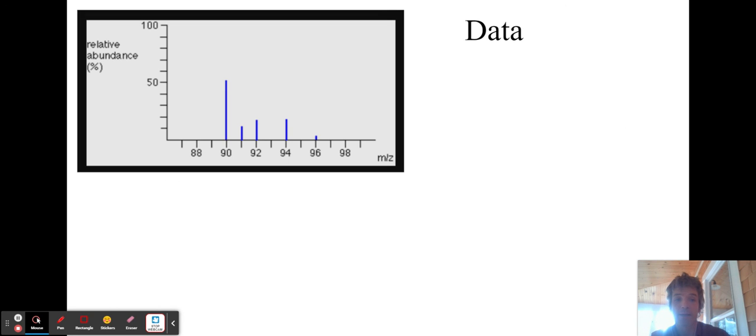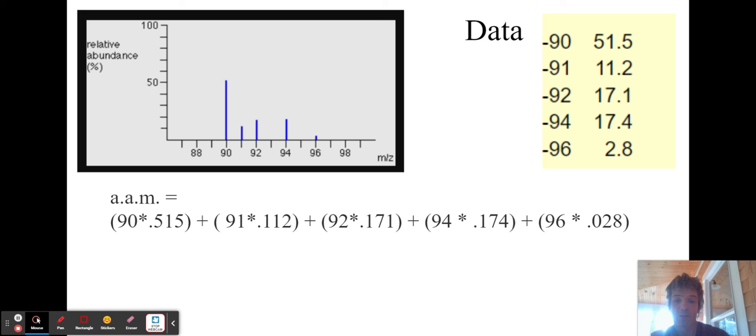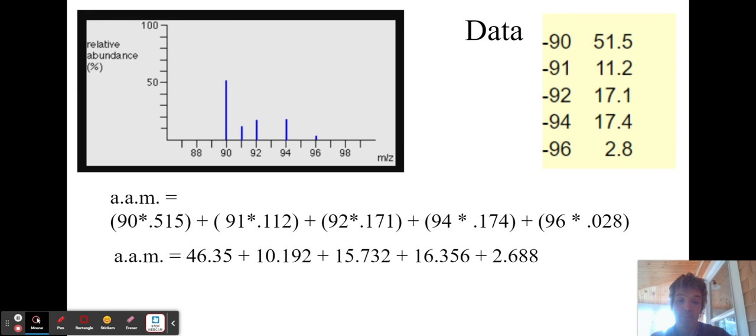And here's my data, here's what it's going to look like. I'm going to multiply each one of these masses by its percent abundance, or its relative abundance, as a decimal, and then it's like a big summation problem. And that's what I would get for the element. Or no, not the element, but the element's average atomic mass.